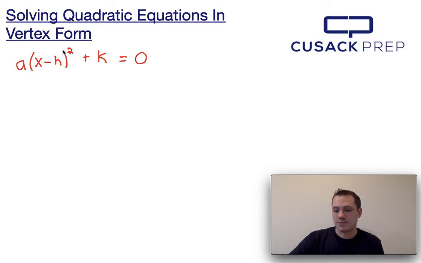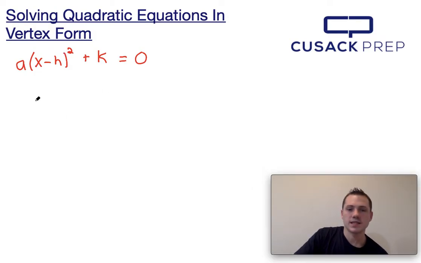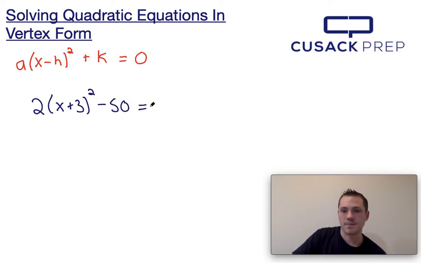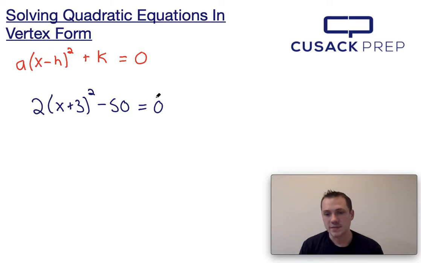So let's go through an example. So let's say I gave you the equation 2 times x plus 3 squared minus 50 equals 0. So if you recognize that it's in vertex form, you just want to solve outright for x. Don't FOIL this, don't distribute the 2. You can, it's fine, it just takes longer, so I wouldn't do it.